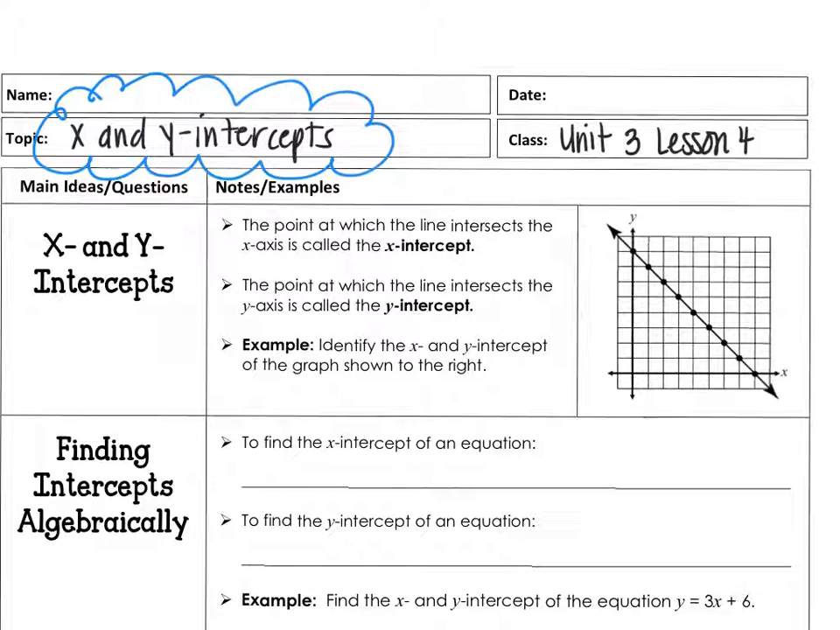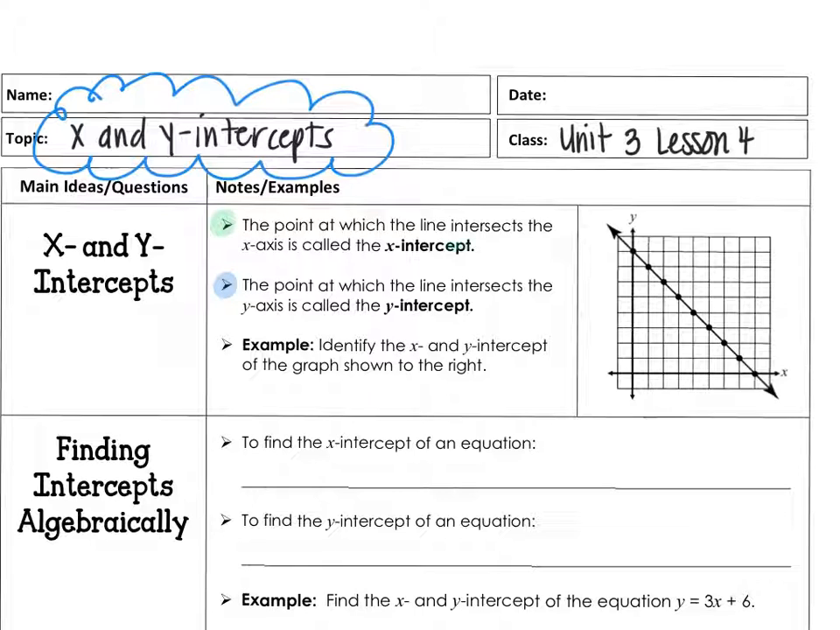Hey guys, welcome to Unit 3, Lesson 4, where we're going to be talking about x and y intercepts. So you're probably thinking, I already know what y-intercepts are. We've been talking about them with slope-intercept form. Yes, you have. The y-intercept is that point at which the line intersects the y-axis, which we identified as b in y equals mx plus b. But we're going to talk specifically about both the x and y-intercept today.